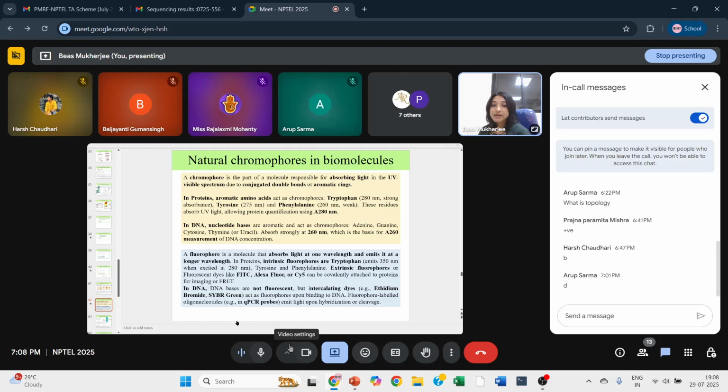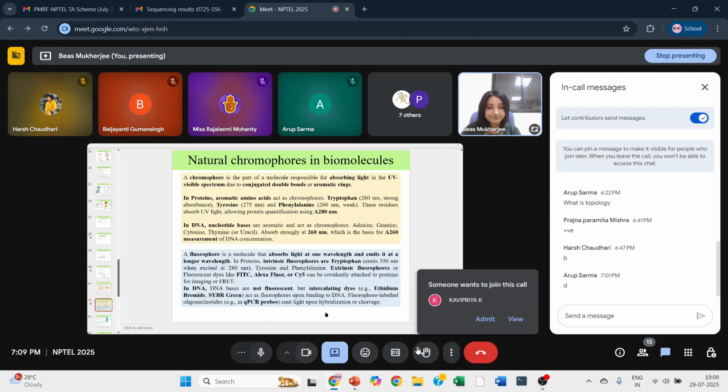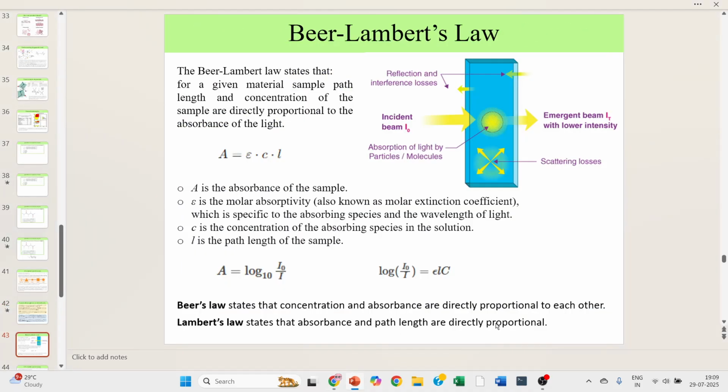Now in DNA, the bases are not fluorescent. But you have heard about EtBr, ethidium bromide, which is a dye that intercalates between the bases of DNA, and when you run it on an agarose gel, you are able to see this orange band, which is actually your DNA. So these are extrinsic fluorophores. This is very useful in different kinds of reactions.